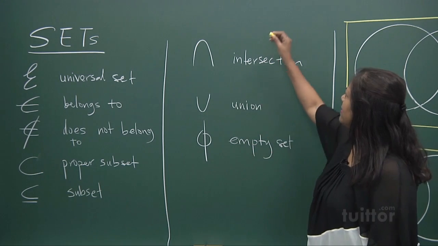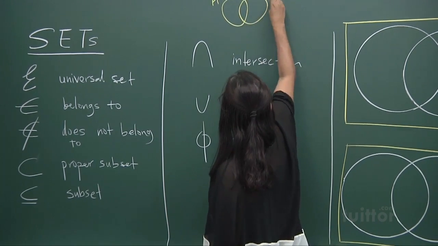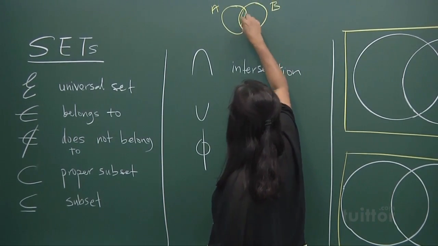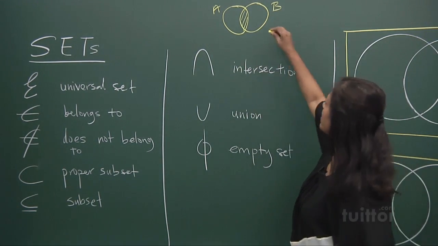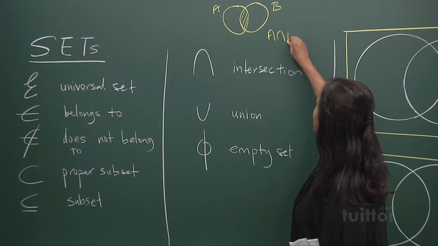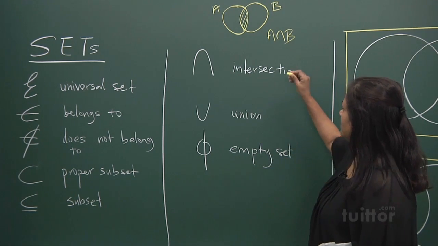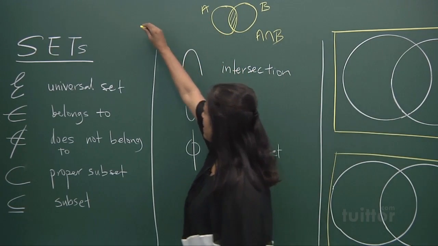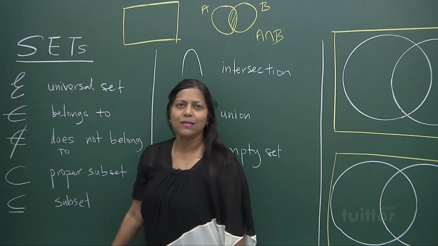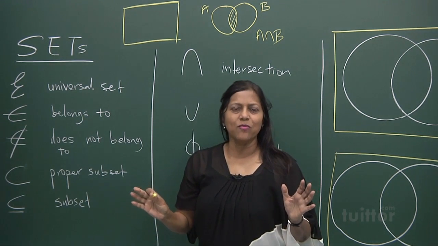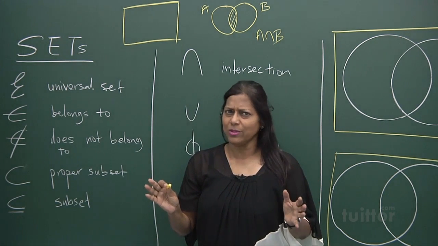If we have two sets, A and this is set B, my dear friends, this region is shared by A and B. This common space we call A intersect B. Now, let me give you another example. This is the universal set, your class for example. Your universal set is your class, and this class has 40 students.